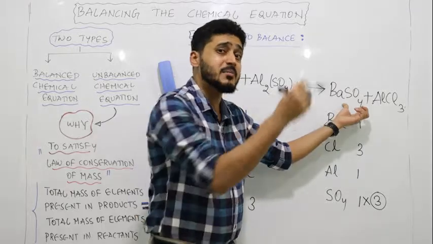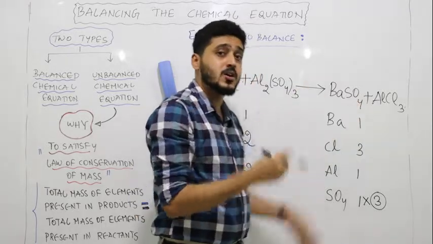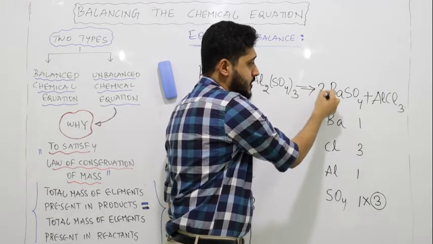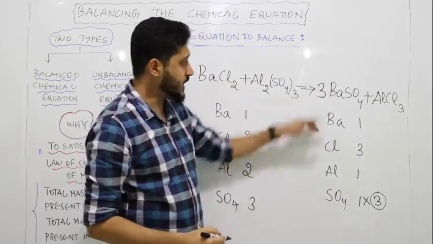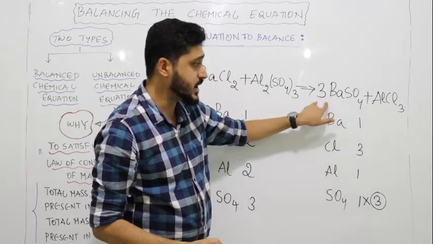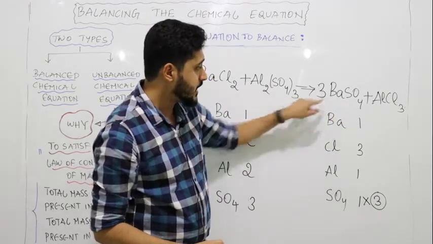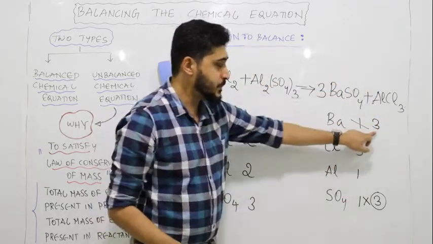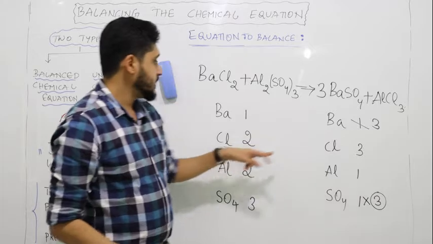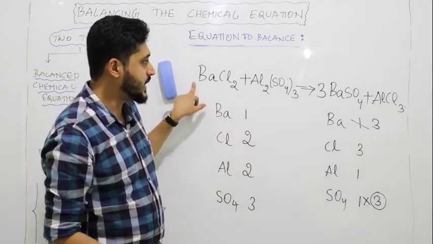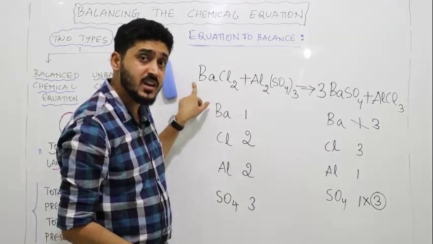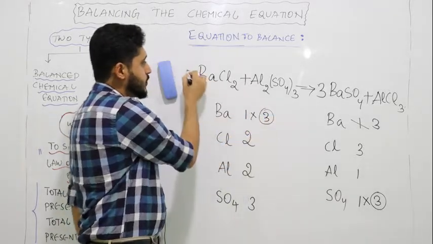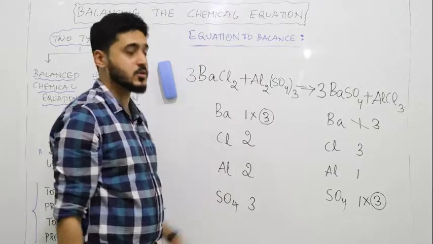Always when you multiply, you cannot write SO4 thrice. Nothing can be done to the given formulas. It should always be written as a coefficient. That means you have to write 3BaSO4. Now barium is changing into 3, so here also the barium should be 3. So you have to multiply by 3 and put 3 in front of barium chloride.